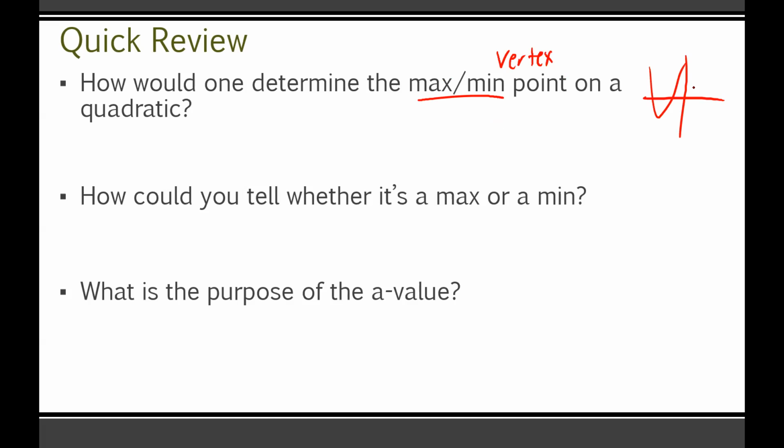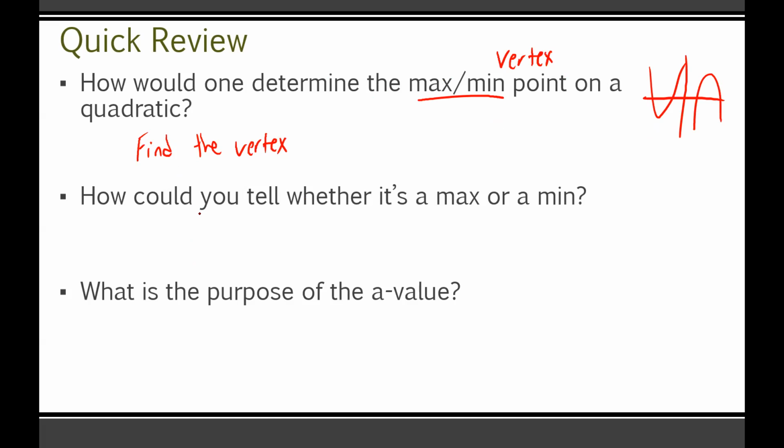Remember, if you have a quadratic, it looks like this. Well, your vertex is your min. If it looked like this, then your vertex is your max. So in other words, you just need to find your vertex. So how would one determine that? Well, it depends on what form it's in. If it's in vertex form, you already have it. If it's in standard form, you have to do the x equals negative b over 2a. So I'm just going to simplify it down and just say find the vertex.